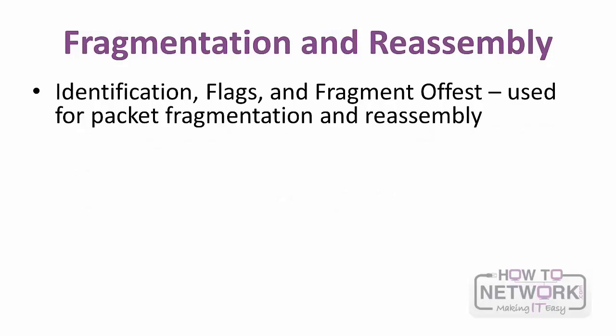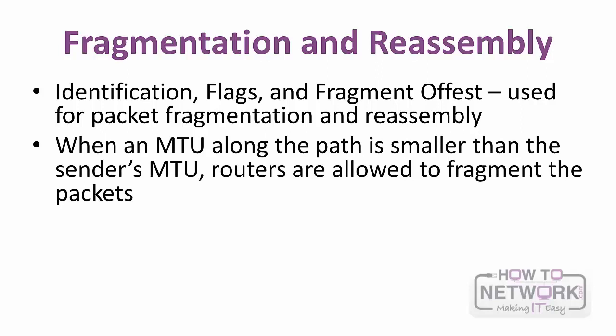The next 3 fields, identification, flags, and fragment offset, are used for packet fragmentation and reassembly. The design of IP allows routers to fragment IP packets when an MTU, maximum transmission unit, along the path is smaller than the sender's MTU. If a router receives an IPv4 packet that is larger than the MTU of the outgoing interface, this packet can be fragmented depending upon the options in the IPv4 header.